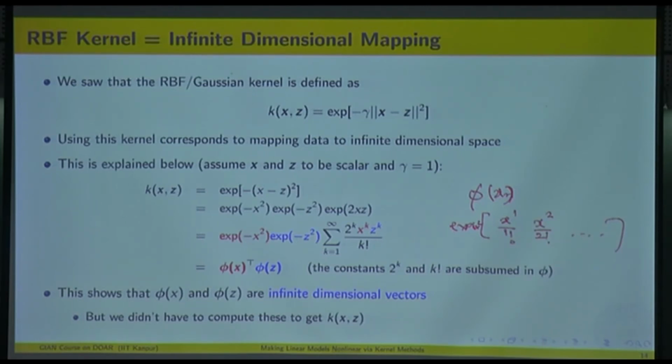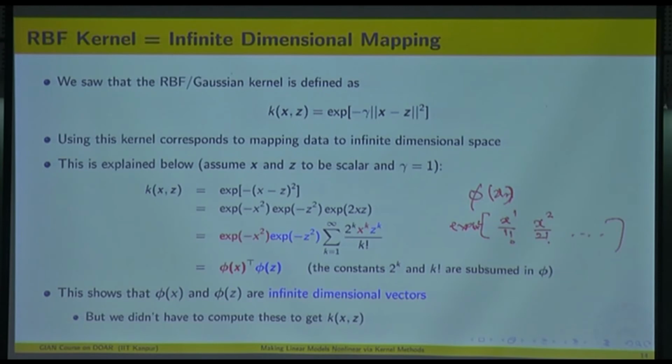Okay? So everyone convinced that this kernel corresponds to taking the data from some finite dimensional space and mapping it to, not potentially, in fact an infinite dimensional space in this case? Which is why we say that the RBF kernel corresponds to an infinite dimensional mapping.